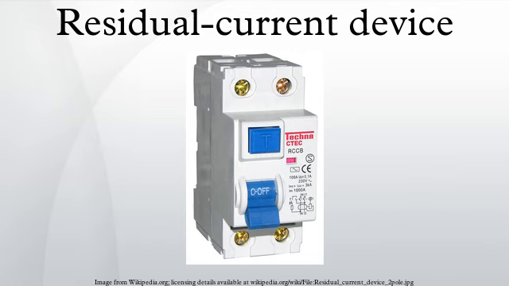The trip will operate just as well if the return path is via plumbing, contact with terra firma, or any other current path. Automatic disconnection and a measure of shock protection is therefore still provided even if the earth wiring of the installation is damaged or incomplete. Residual current detection is complementary to overcurrent detection.